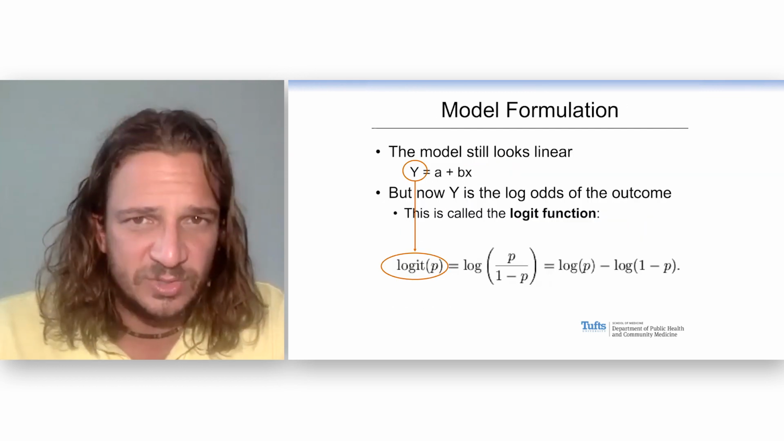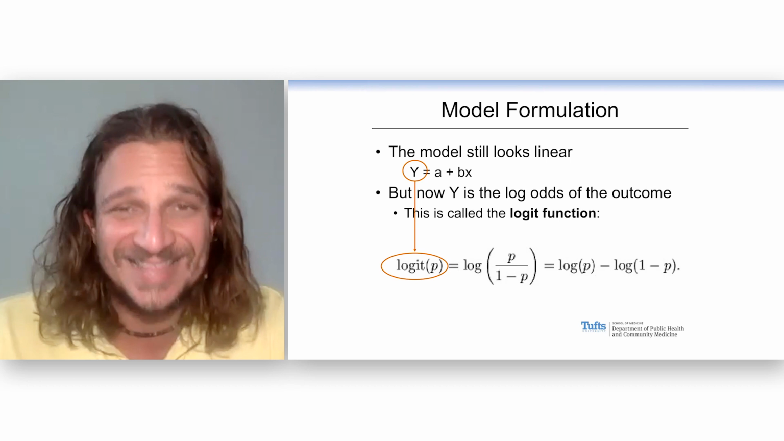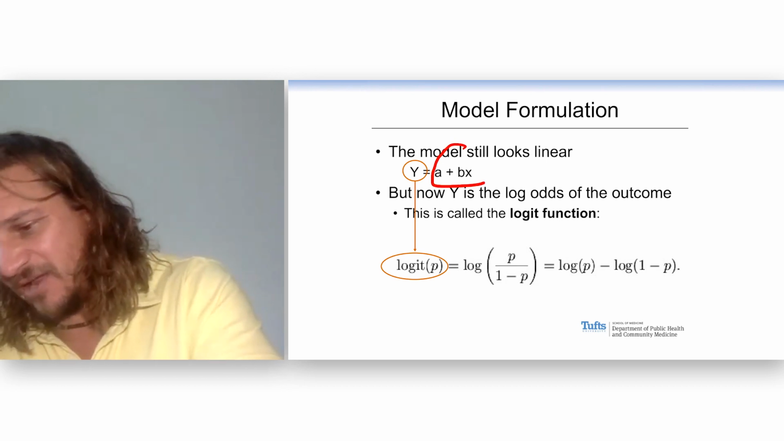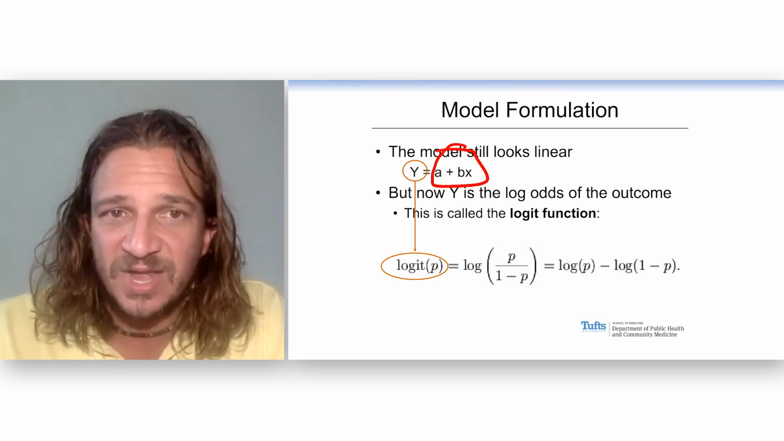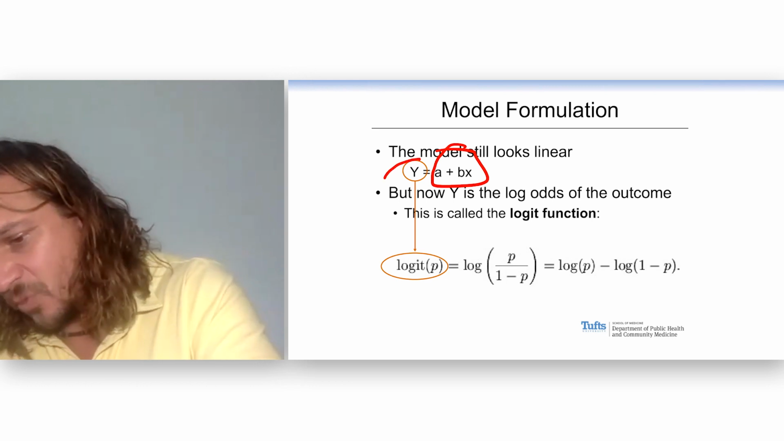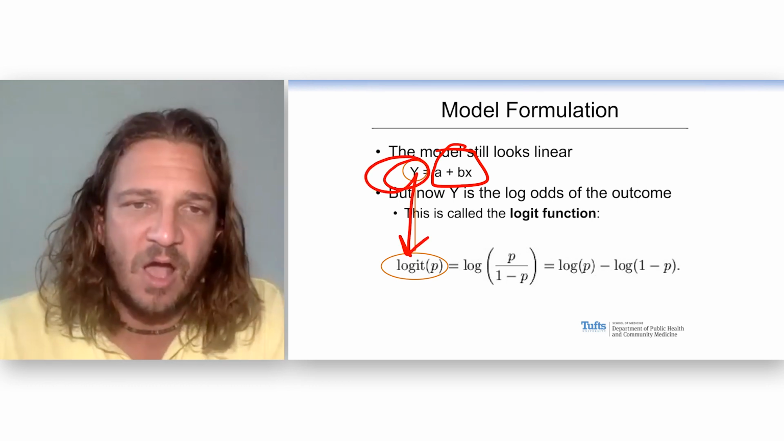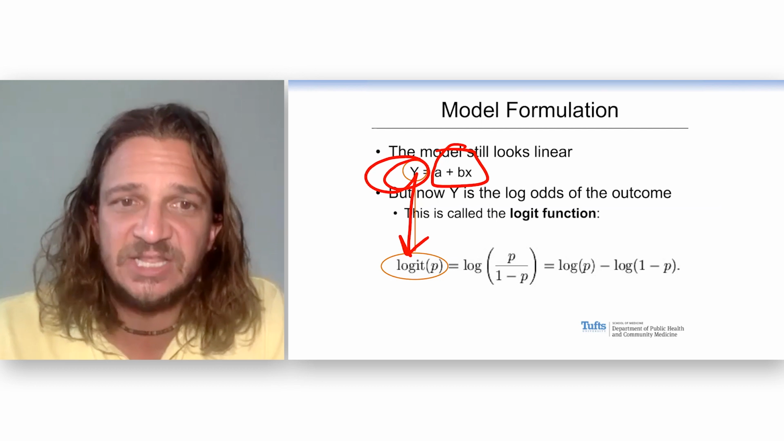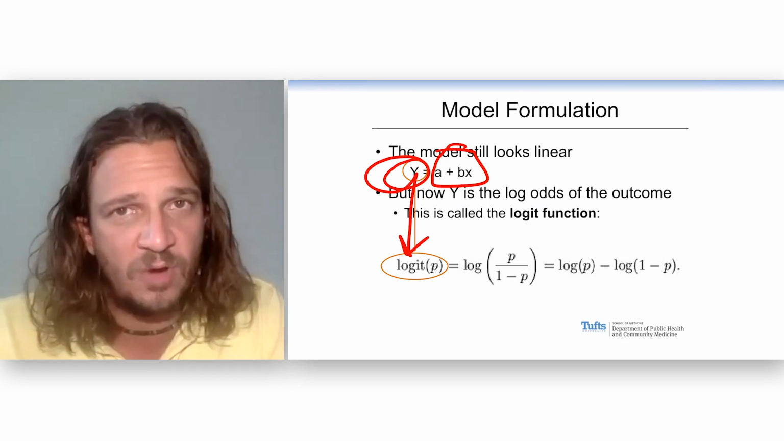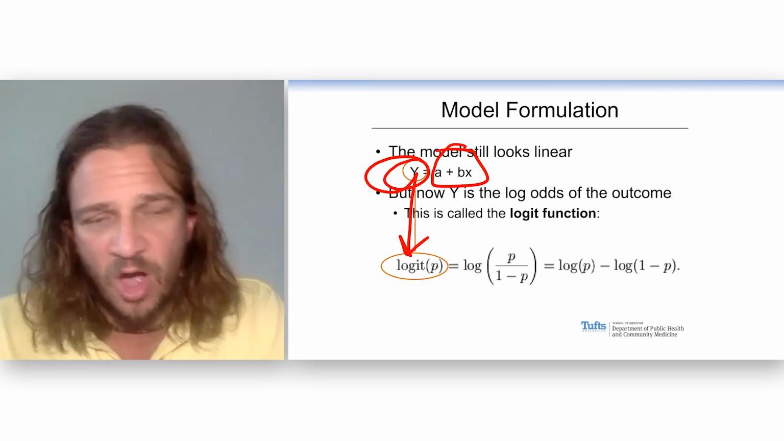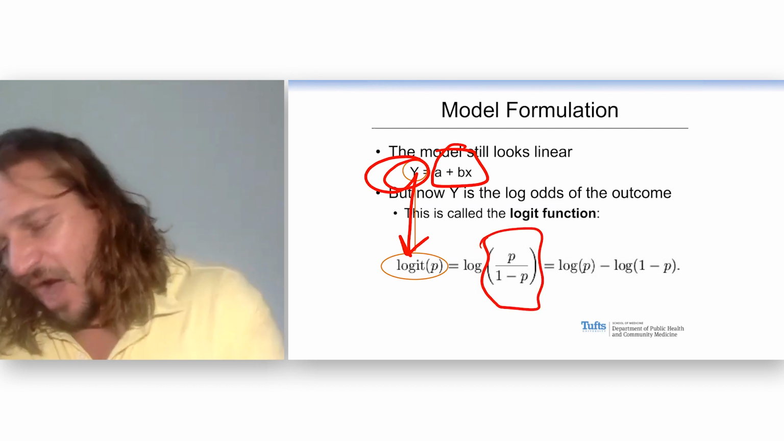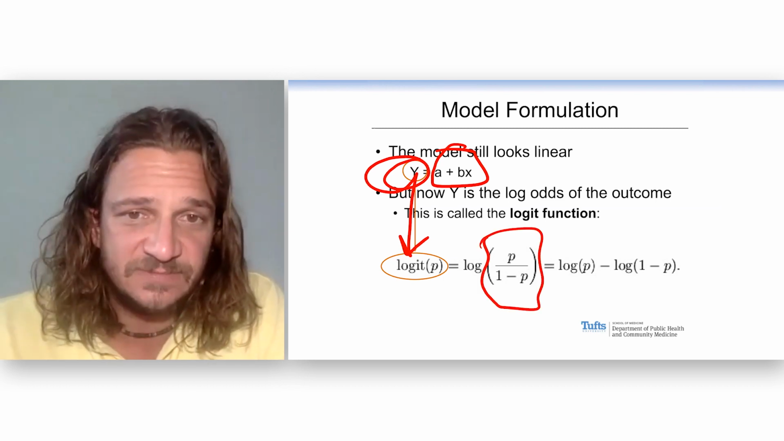And we'll see that. Now, the model still looks linear. I want to stress that this side of the equation is the same. But now, instead of predicting the probability, we're going to predict the log of the odds. This is known as the logit function, and as you read more about this, you'll see this: the log of the odds. And here we see odds.